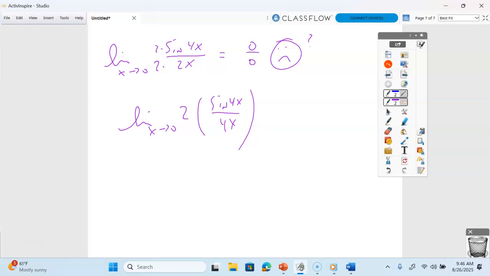But then the 2 is still going to the 4x. That's fine, it's outside. So what's the limit of this? 1. That gives me 2. Done.